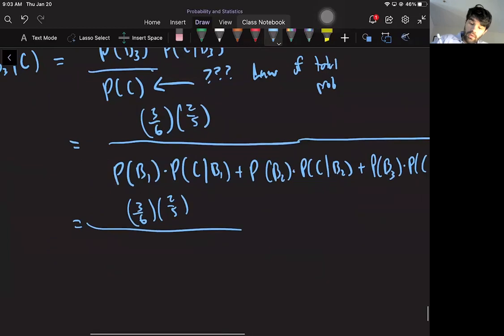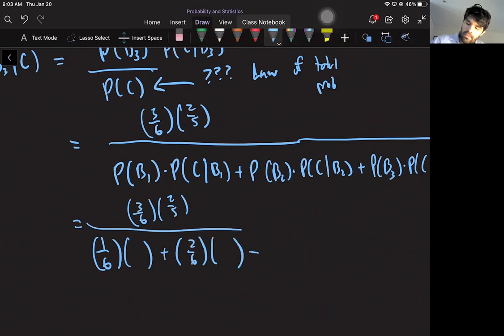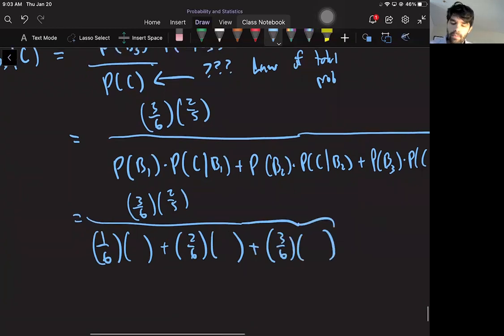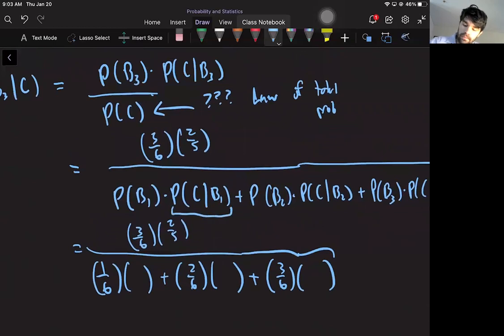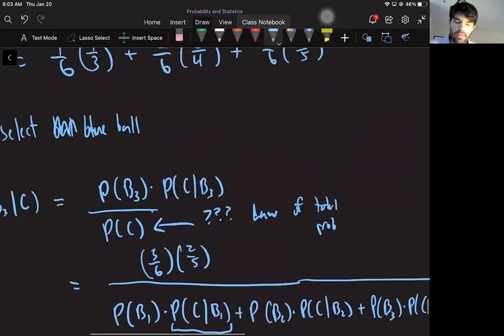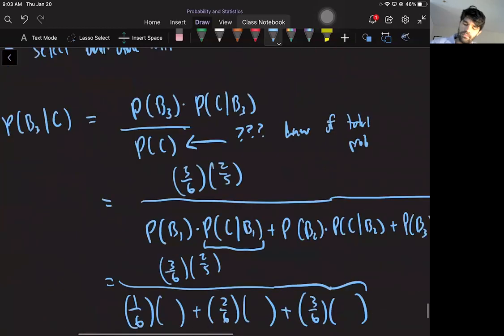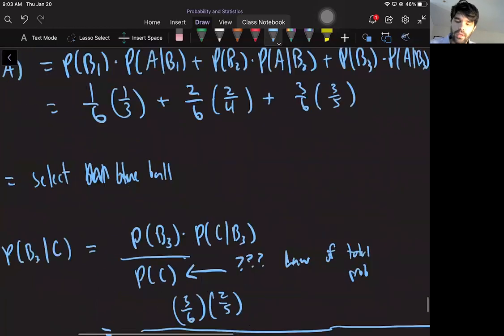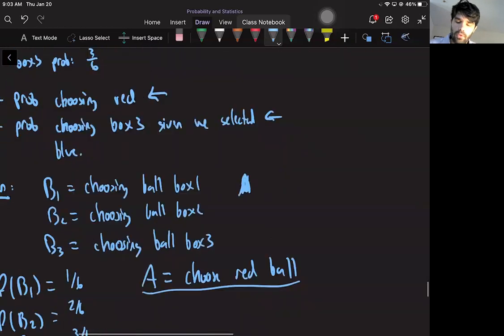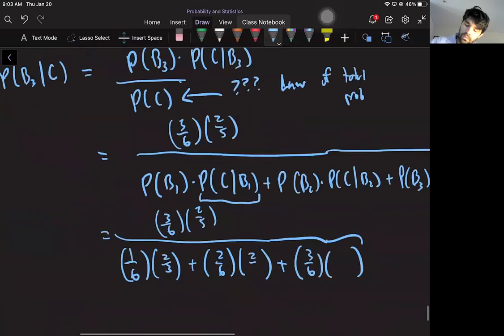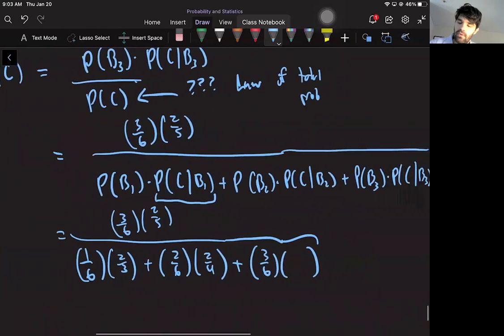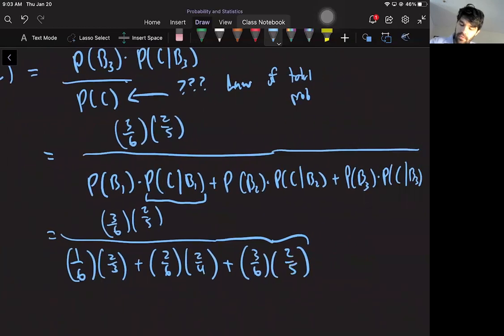Probability of B1, that was 1/6, times something, plus probability of B2, which was 2/6, times something, plus probability of B3, which was 3/6. Those I remember. The others I have to go look at the buckets again. So the probability of getting a blue ball, given that I'm already in bucket 1. So how many were there? There were 2 out of 3. How many were there in bucket 2? There were 2 out of 4. And this last one's actually the same as on the top. It's how many were in bucket 3, which is 2 out of 5.